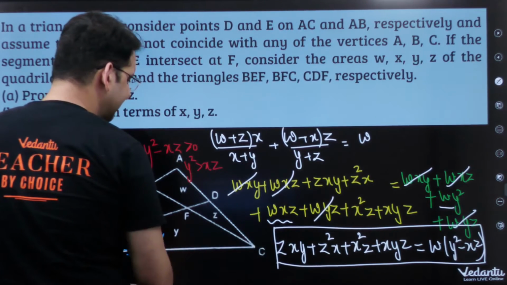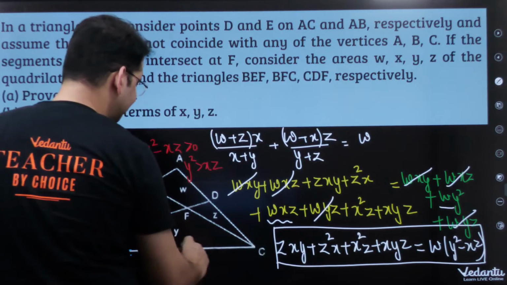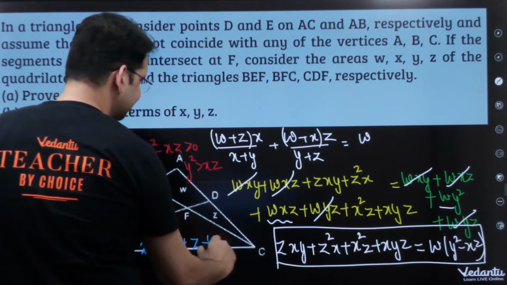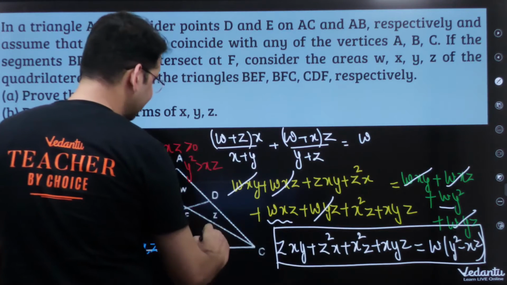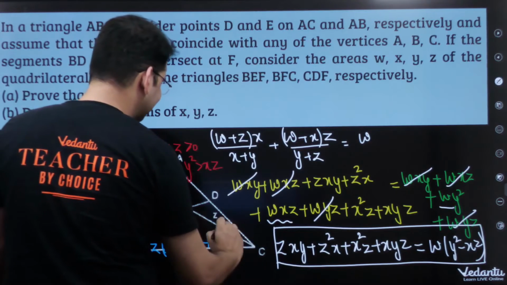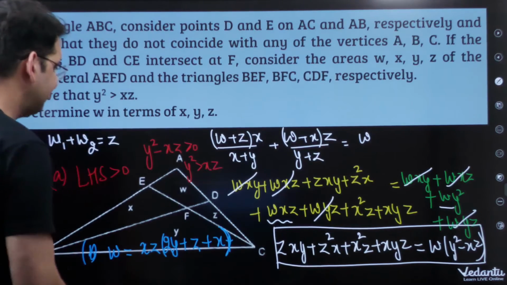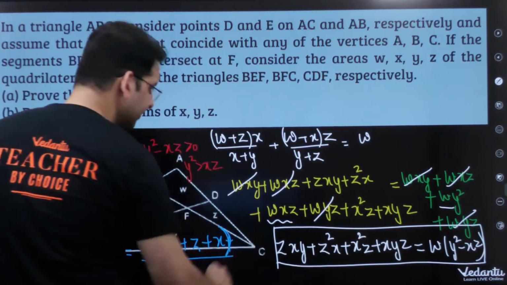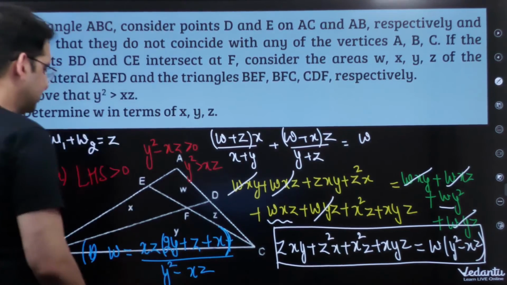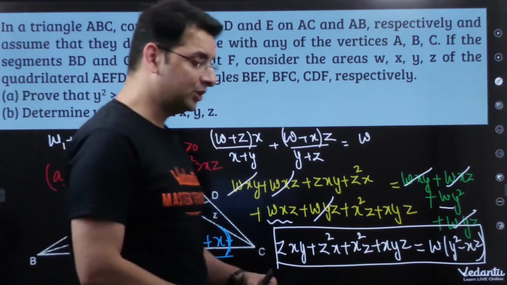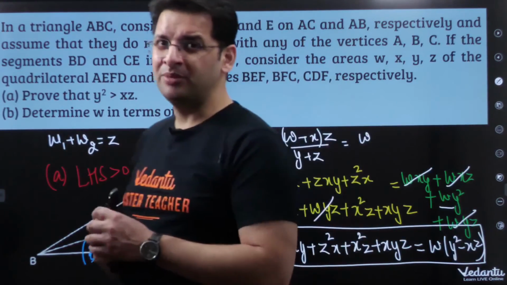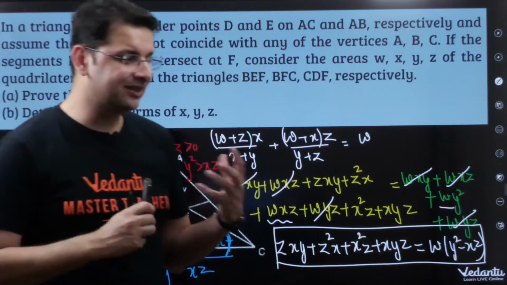If I take xz common, I'll be left with y plus z, plus xz common x plus y. So 2y plus x plus z, upon y square minus xz. Right, so this expression is of w in terms of x, y and z, and we are done.